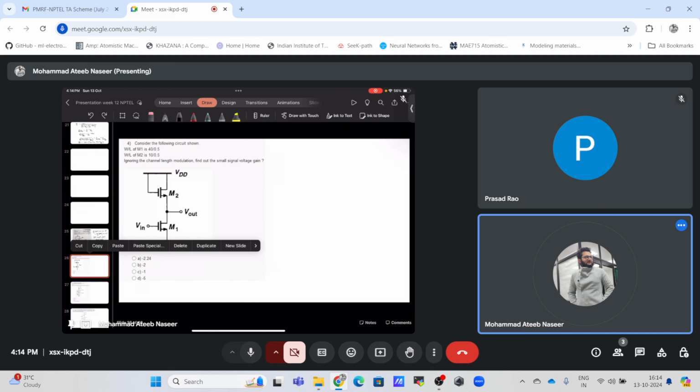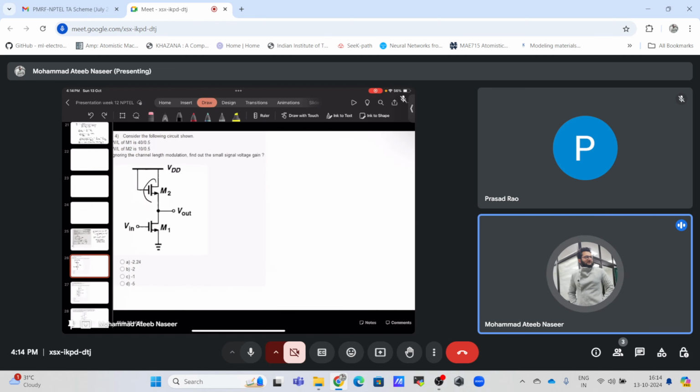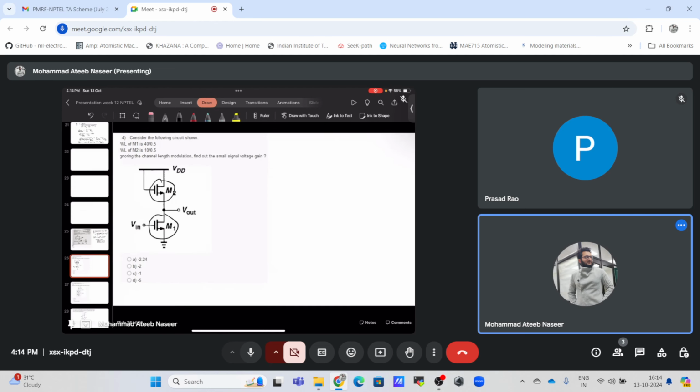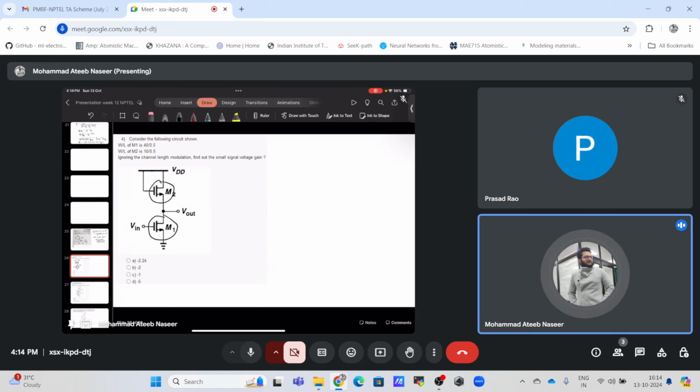Now moving to question 4. This is NMOS, this is also NMOS. Both are NMOS, and we have to ignore the channel length modulation and find the small signal voltage gain when W by L for M1 and M2 are different. We have two different W by L's.